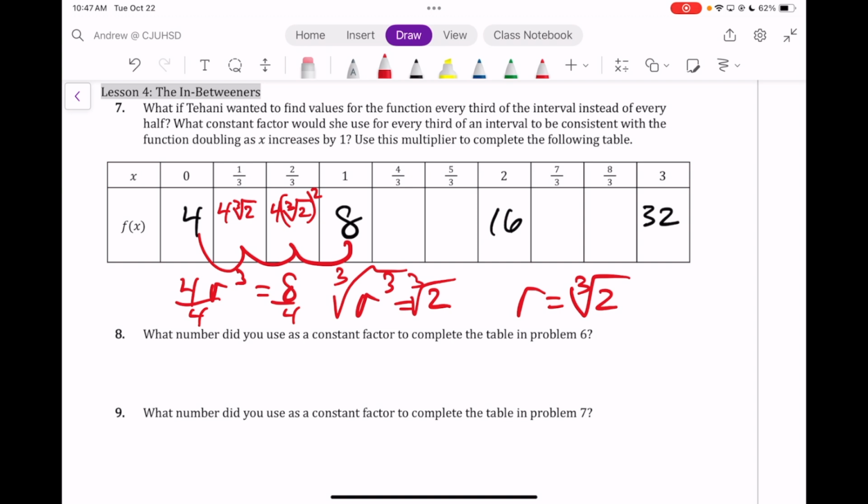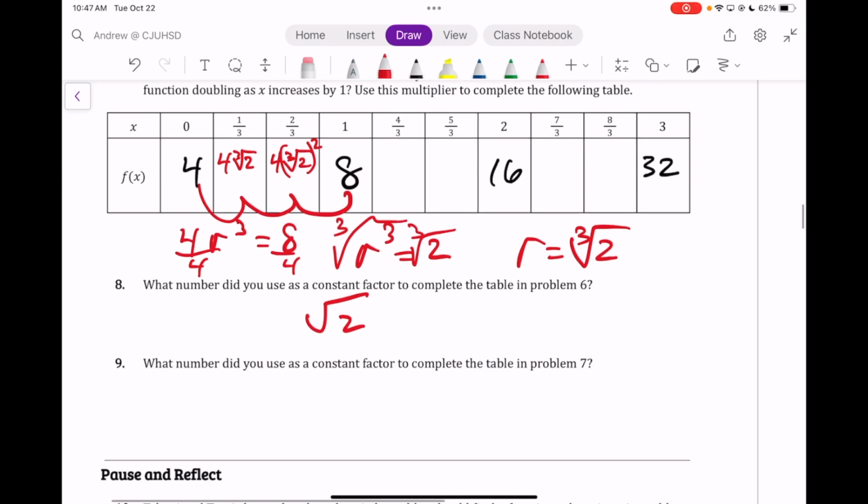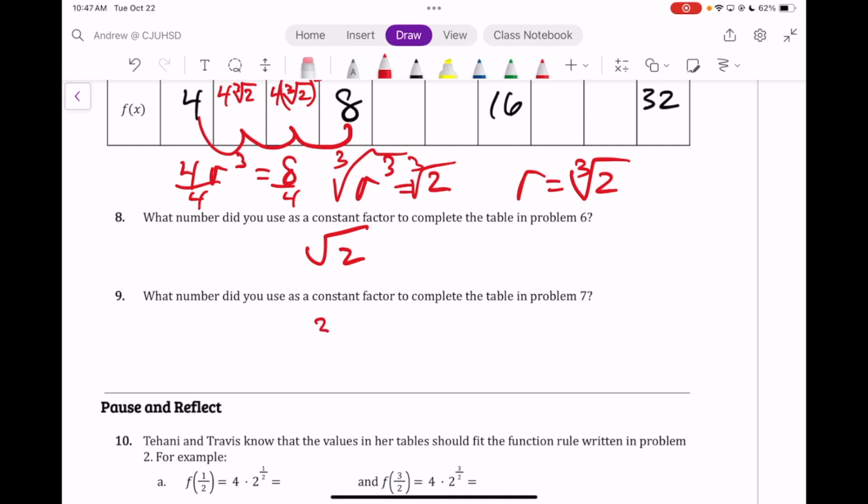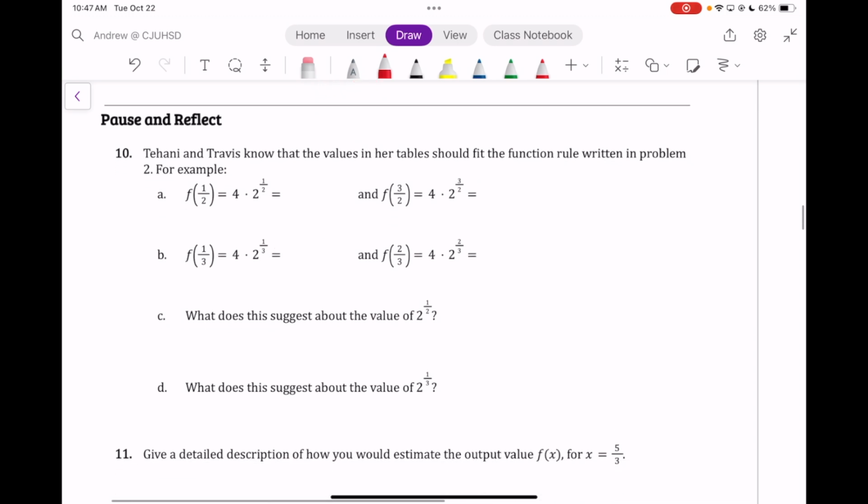So the constant factor to complete the table in problem number 6 was the square root of 2, and the number in this problem right here, 7, is the cube root of 2. Tehani and Travis make this connection to the function. And this really is the key learning from this lesson, is that when you have a 1/2 power on a number, that's the same as taking the square root. And if you had a 1/3 power, that would be the same as taking the cube root, and so on.